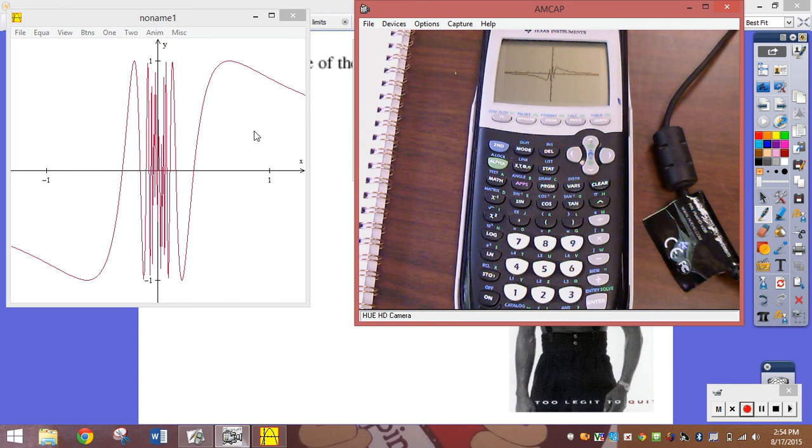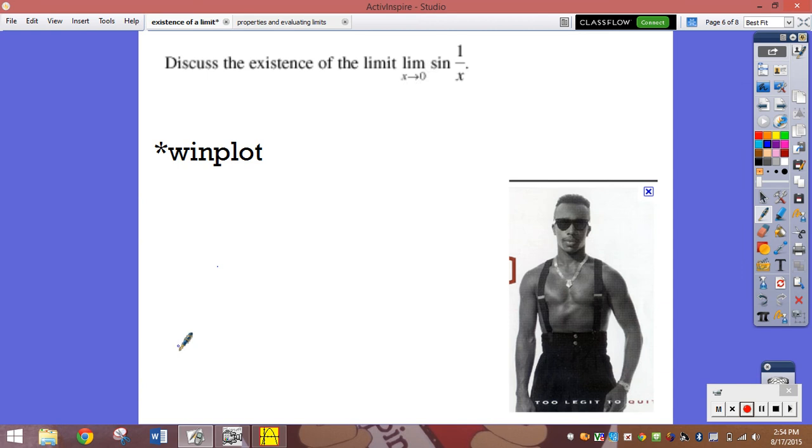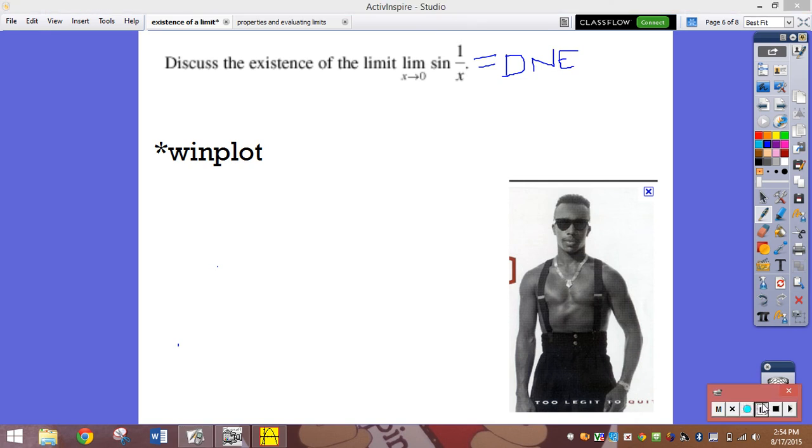Either way, it's clear that this is a case where we have an oscillating graph at x equals 0, and that is what x is approaching in this case, so we would say that this limit does not exist as well. And again, messy handwriting, I'm using the mouse.